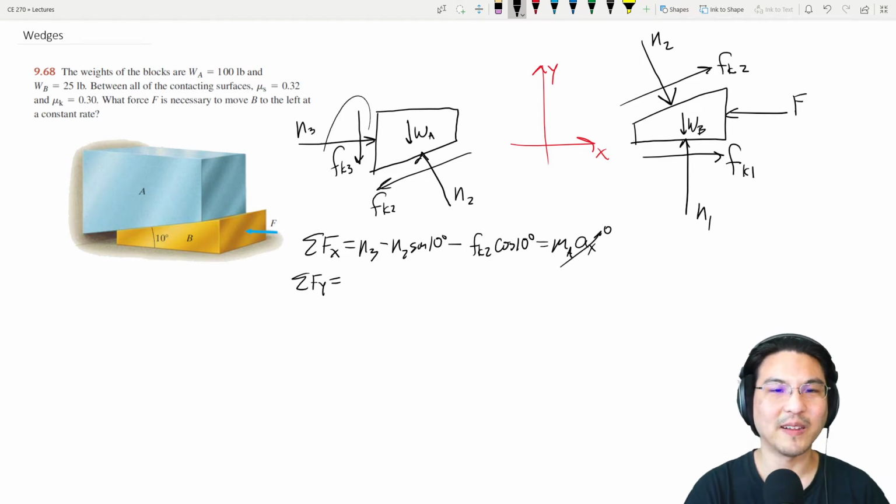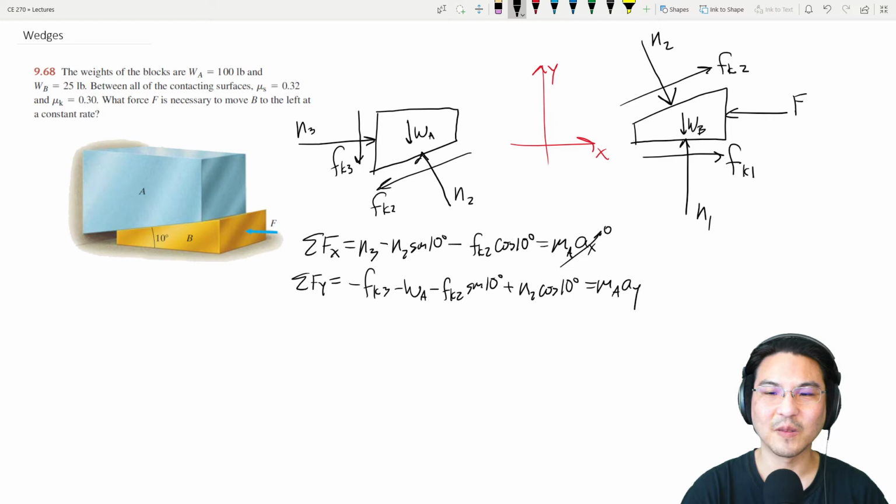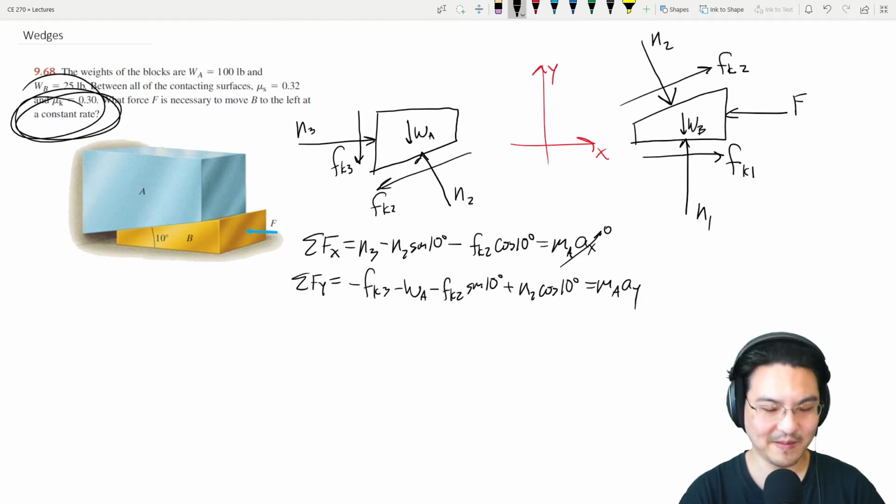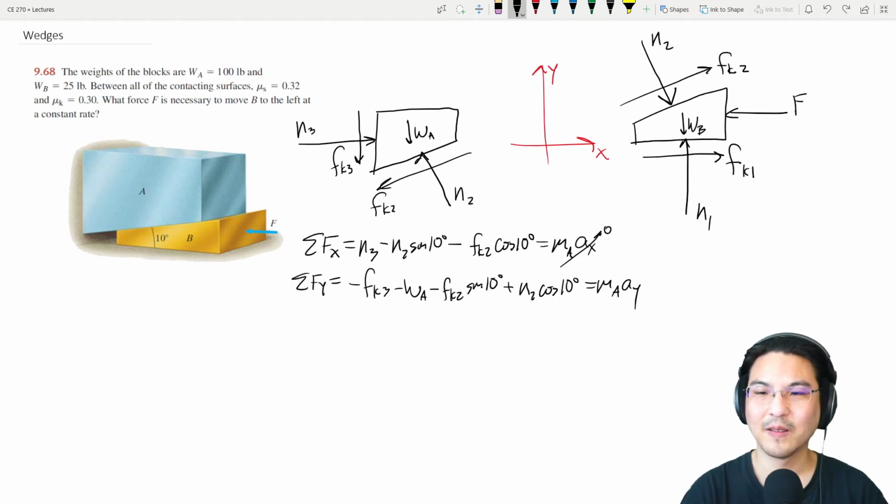Okay, y direction, we got this, negative FK3, the weight, the y component of this, which is negative sine, and the y component of this, which would be positive cosine, equals mass times the y component of acceleration. It is moving in the y direction, but at a constant rate. Constant rate means the acceleration is 0.